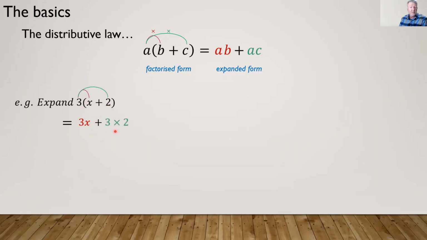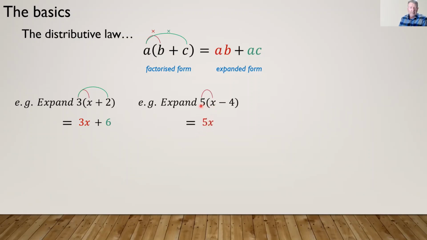Straightforward. This one you can simplify. What is 3 times 2? It's 6. So we can just write 6. That's it. That's as easy as it is. Another one. 5 brackets x minus 4. So first up, 5 times the x, of course, is 5x.